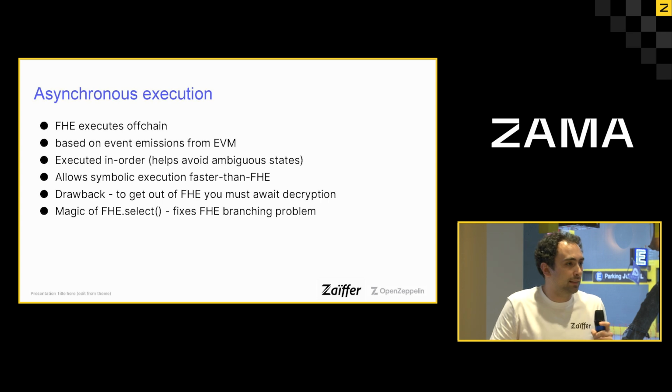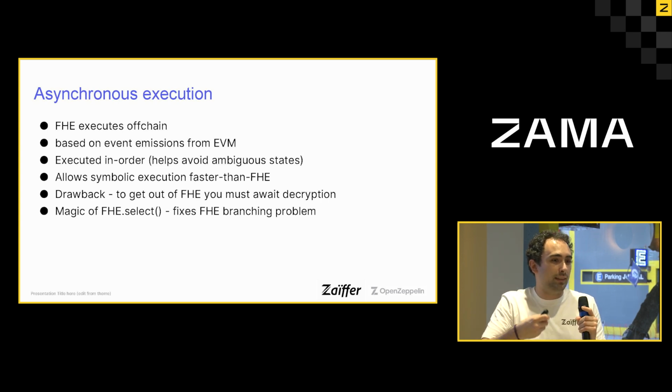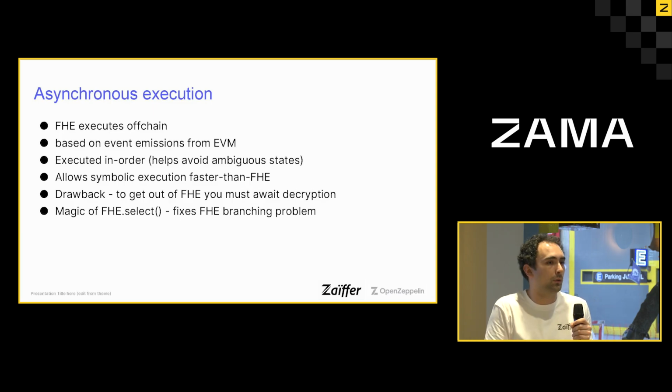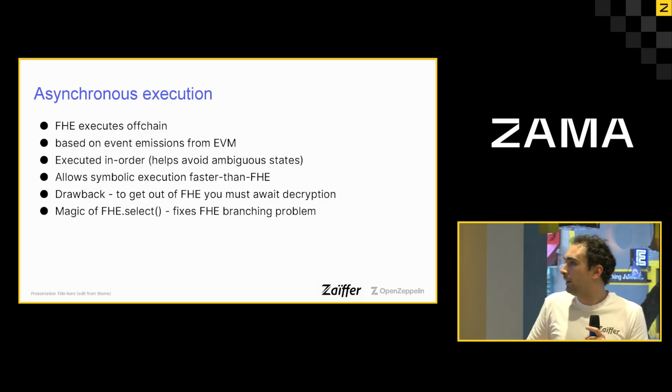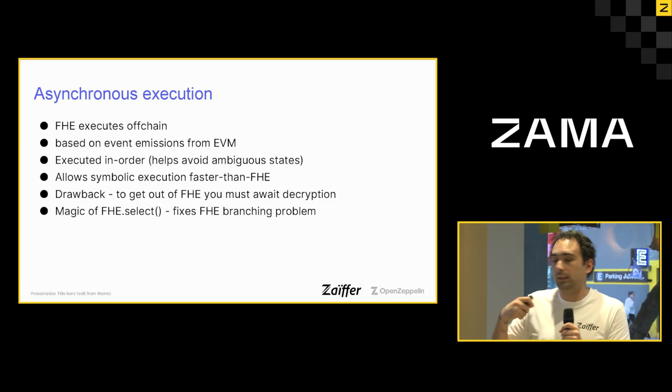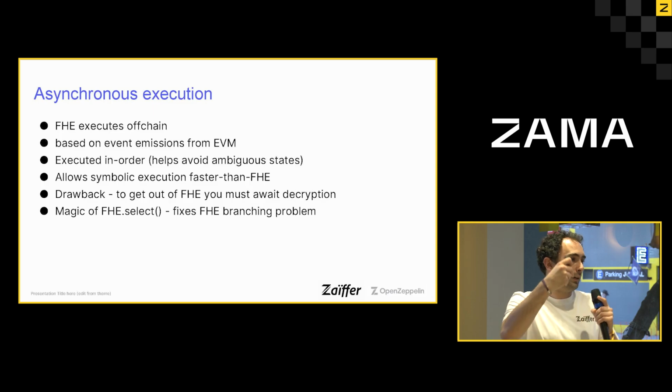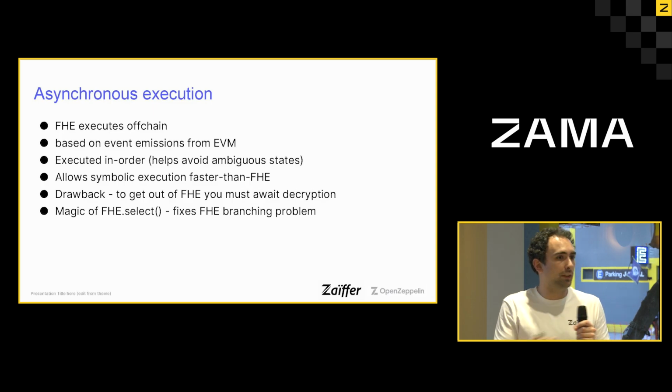One of the nice things about this is that since the execution is merely building a computational graph, your smart contract is not slowed down. One of the drawbacks, obviously, is that if you want to then decrypt an FHE value, you'll need to wait for the Zama systems to have executed the symbolic computation you defined during the execution of your smart contract.